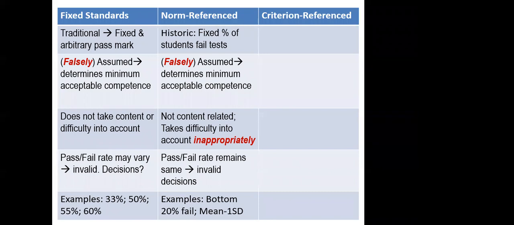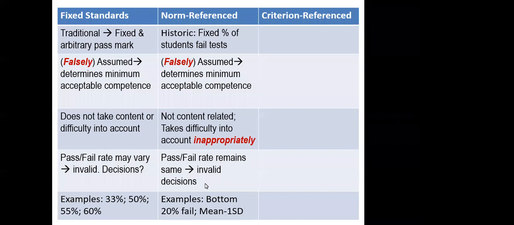Because for an easy exam, the mean score will be higher. For a difficult exam, the mean score will be lower, but it is not taking into account if that content, the knowledge or skills being assessed, was essential, was good to know or perform, or was just trivial and nice to know or perform. The pass and fail rate remains the same, and it results in invalid decisions again.